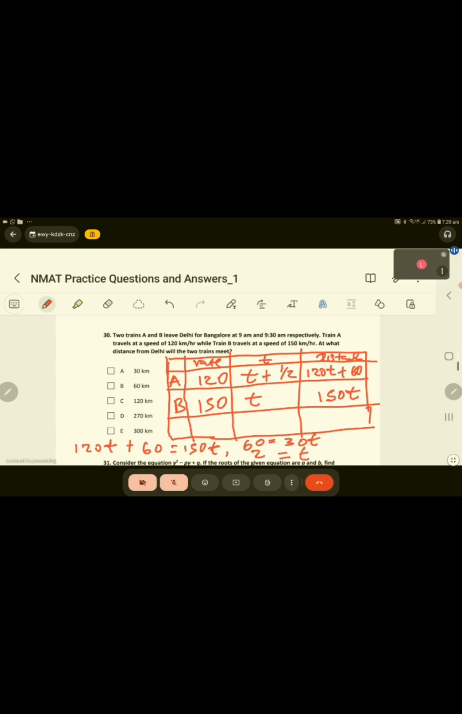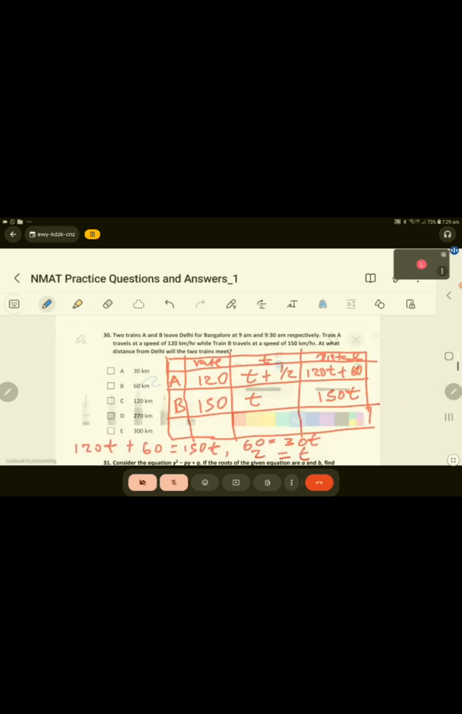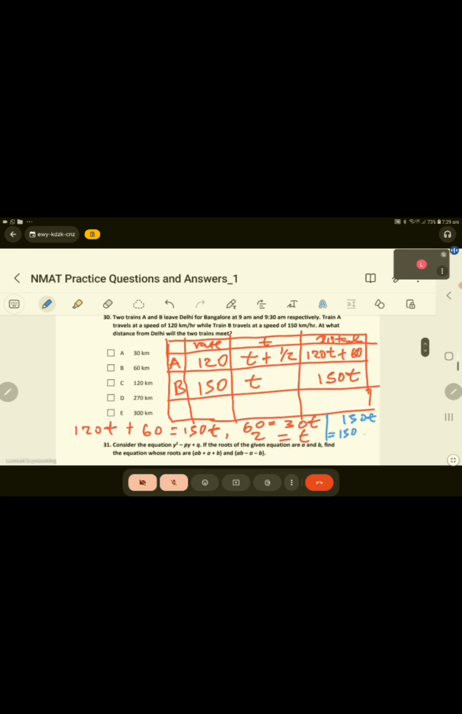Are you there with me? Then what we are finally looking for is the distance, and how do we find the distance? The distance is 150t, which is equal to 150 times 2. 150 times 2 is 300. So 300 is the answer.